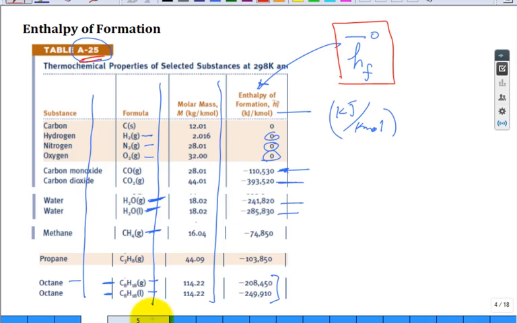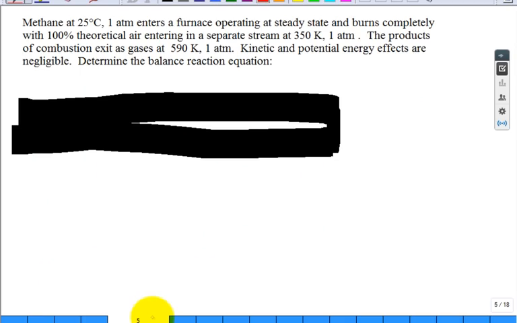All right, let's jump into a problem. We have methane at 25 C, 1 atm entering a furnace operating at steady state and burning completely with 100% theoretical air.